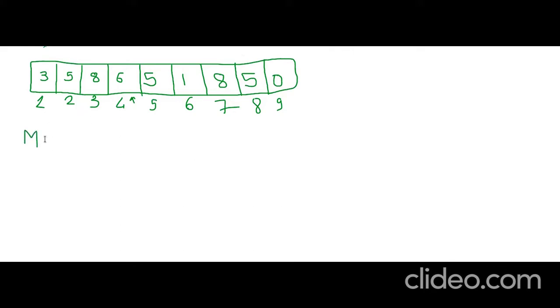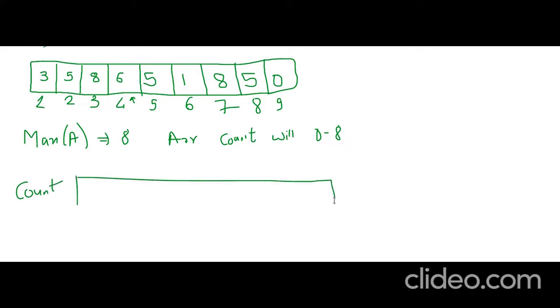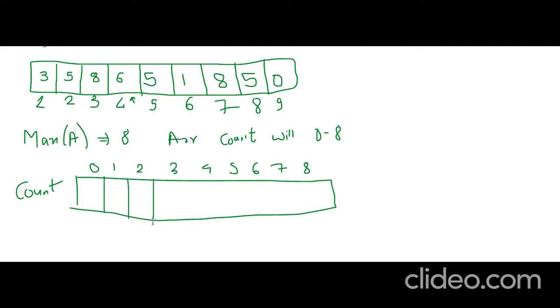The maximum element of the array is selected, and then another array named count is declared, which ranges from 0 to the maximum number. In this case, the maximum number is 8, so the count array will range from 0 to 8. Now let me draw the count array. So this is a count array which will have 0 to 8: 0, 1, 2, 3, 4, 5, 6, 7 and 8.